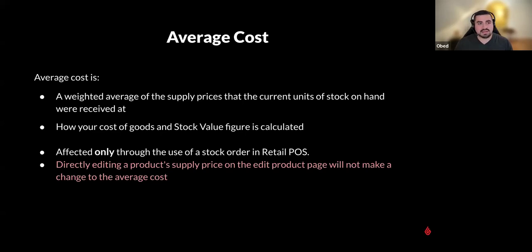And then average cost is only affected when you use a stock order in Lightspeed. So if you go into the product and just manually change the product supply price and inventory amounts, that will not change your average cost. So we always recommend that you use a stock order whenever you're adding inventory to your products.